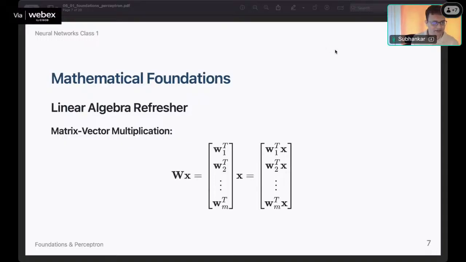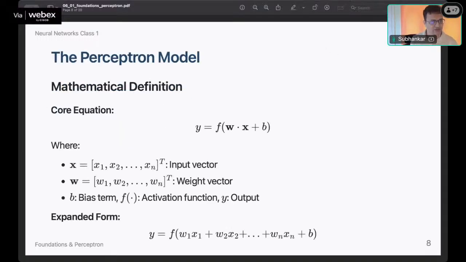Okay, so now let's go to our perceptron.